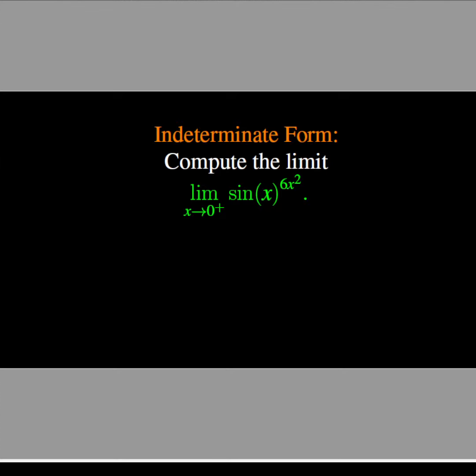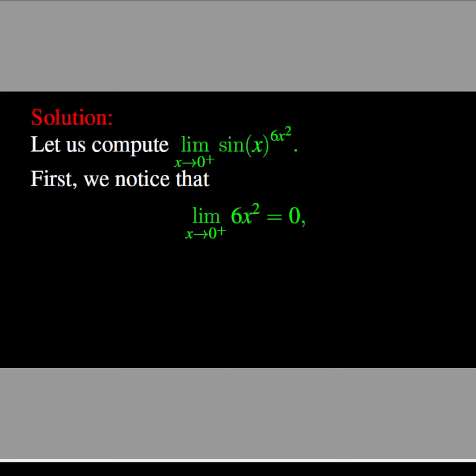In this problem, we are asked to evaluate the limit as x goes to 0 plus of the function sine of x to the power 6x squared. First, we notice that the limit as x goes to 0 plus of 6x squared is 0. Moreover, the limit as x goes to 0 plus of sine of x is 0.